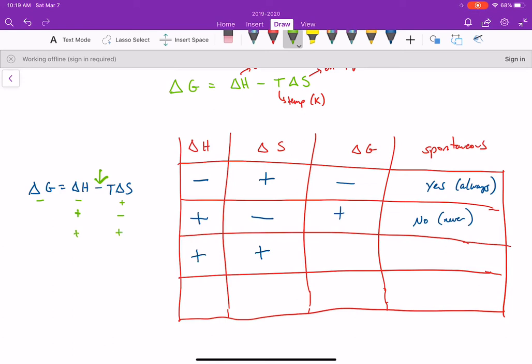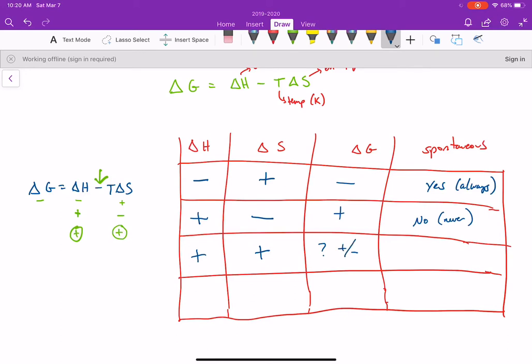Because I need to know which one is going to outweigh the other. Because if this one's really big, then it's going to outweigh this and G is going to be negative. But if this one's really big, then it's going to outweigh the other one and G will be positive. So we don't know the sign of G. It could be positive or negative.